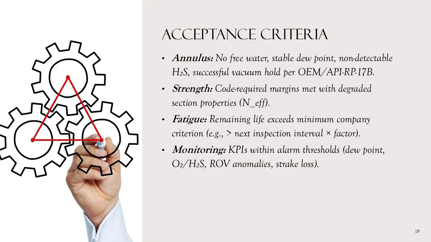Acceptance criteria. For annulus: no free water, stable dew point, non-detectable hydrogen sulfide or H2S, successful vacuum hold per original equipment manufacturer and API RP 17B, recommended practice for unbonded flexible pipe. Strength: code-required margins met with degraded section properties or effective number of intact armor wires. Fatigue: remaining life exceeds minimum company criterion, for example next inspection interval times factor. Monitoring: KPIs within alarm thresholds, dew point, oxygen or hydrogen sulfide, remotely operated vehicle anomalies, strake loss.